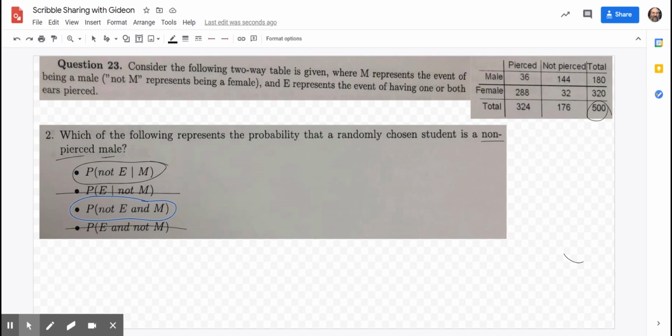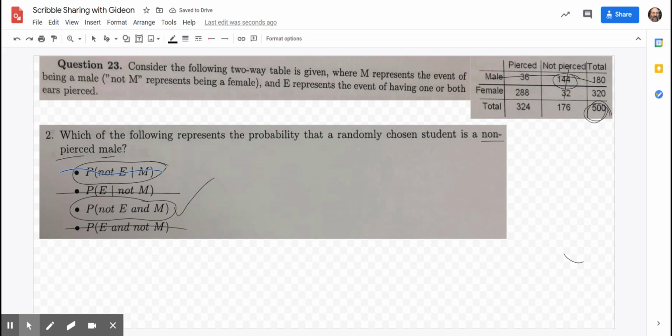But this is not a conditional question. This is just: given a student, what's the chance of a non-pierced male? It's the intersection of non-pierced and male that we're interested in. Intersection. So this one is the correct answer, and that one isn't. That's the conditional probability, remember?